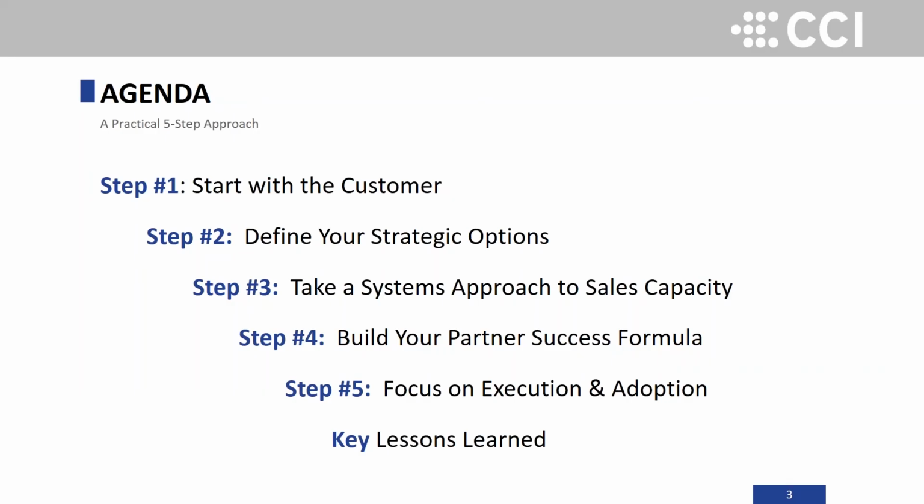Next slide is just a glance at the agenda that we have today. We've got five steps, as I mentioned, starting by talking about the customer. Then we'll talk about strategic options. We'll talk about systems approaches to sales capacity. We'll outline a partner success formula and what goes into that. And then lastly, we'll talk about execution and adoption and how to really drive these things. At the end, we'll have a little wrap-up about lessons learned.